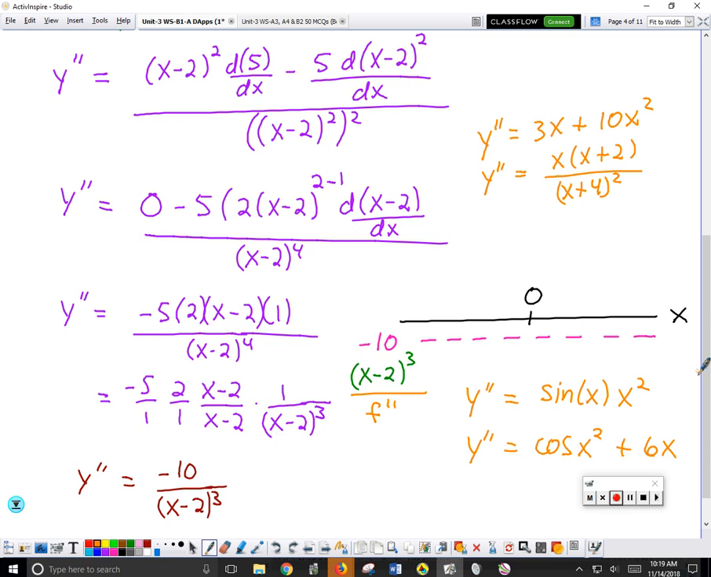So let's go to this one. Hands up. What are you going to put here on your sign chart for this one? Right here.